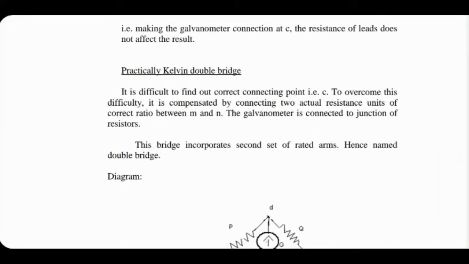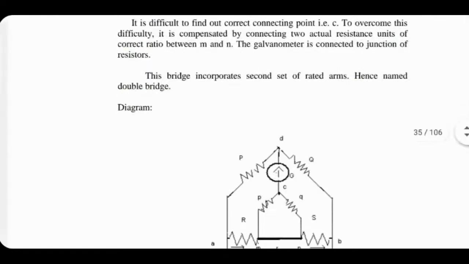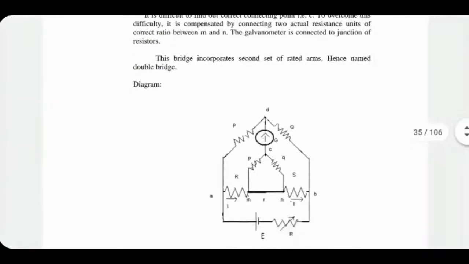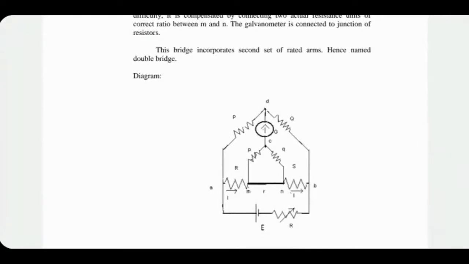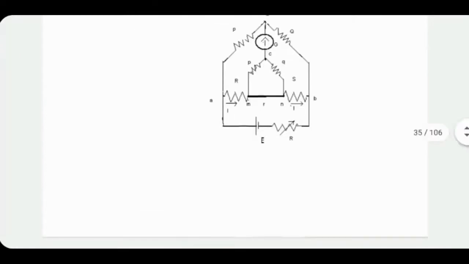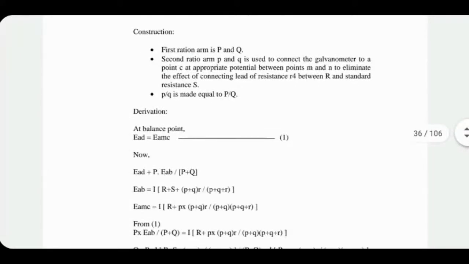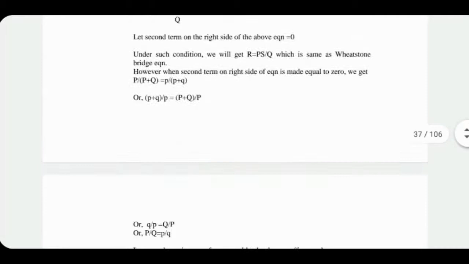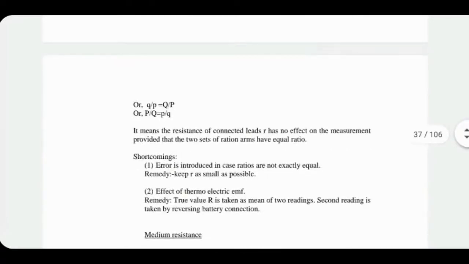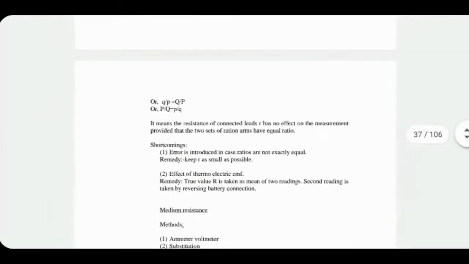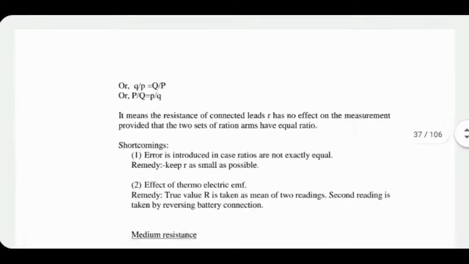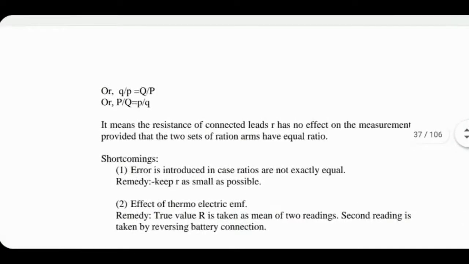Important thing is that Kelvin's bridge is more accurate because it has double bridge and that eliminates the effect of contact resistances. He has proven it mathematically here, but at least you be aware of the advantage of Kelvin's bridge over Wheatstone bridge. That is the main thing. Okay. Shortcomings and advantages for various methods of resistance measurement is something I want you to be aware of.